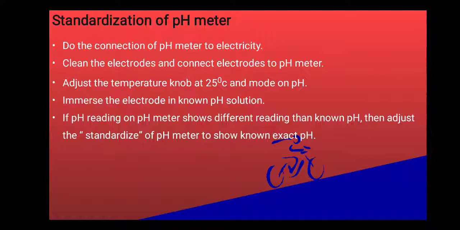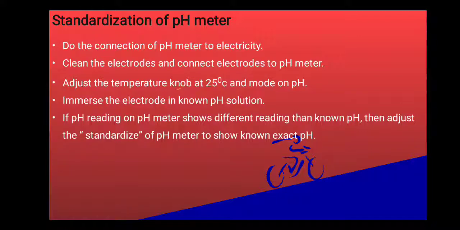So for measurement of the endpoint for this titration, we require to standardize the pH meter. What do you mean by standardization? Standardization is nothing but when we take a solution of a particular known pH, the pH meter should show the same pH, but sometimes it shows a somewhat plus or minus pH, so you have to adjust the pH by using a standardization knob.